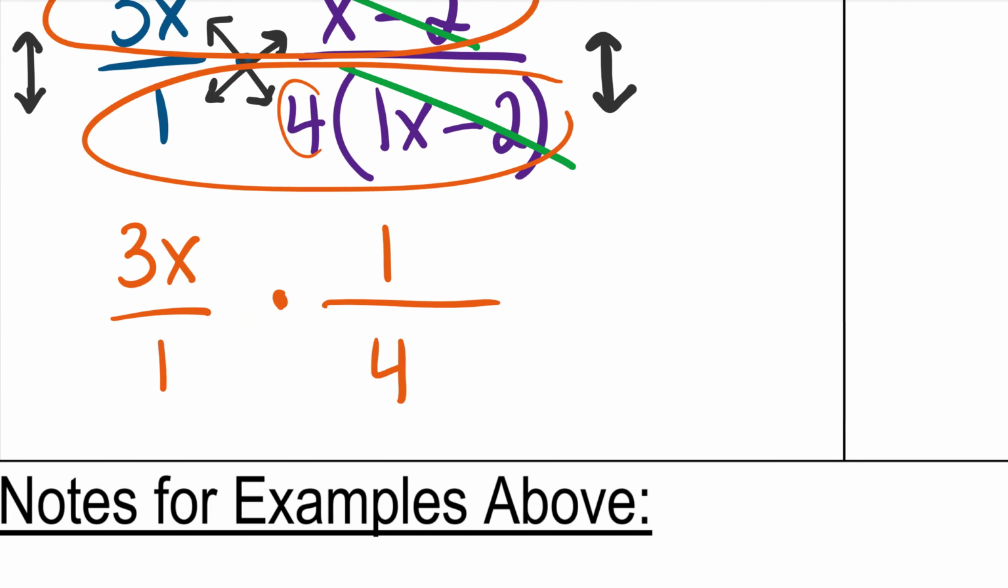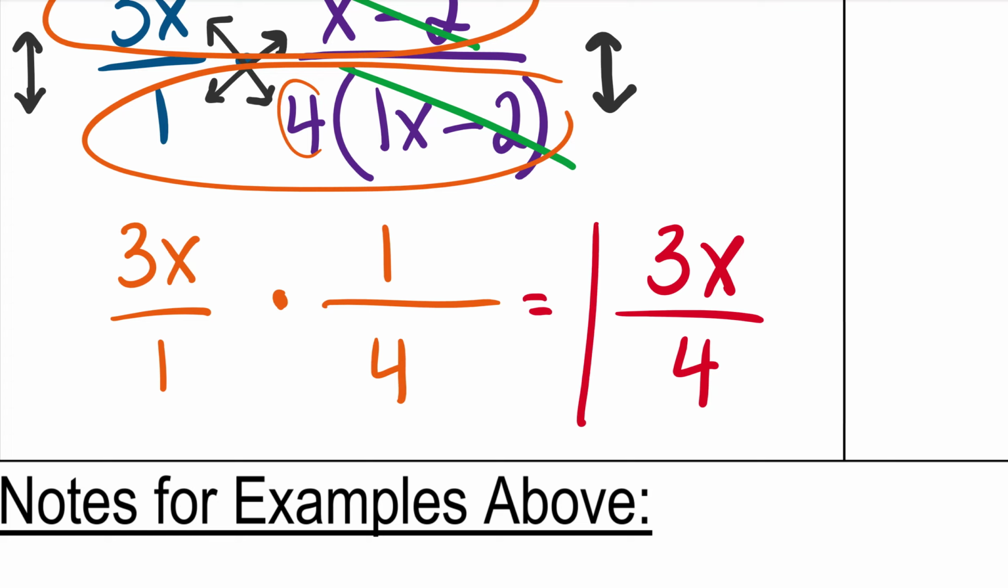Okay. I can't reduce anything else, so I just multiply across on the top, multiply across on the bottom. So 3x times 1 is 3x, and then 1 times 4 is 4. And notice, because we already reduced beforehand, this is already done for us, and that's just our answer. Now, if you just multiplied straight across and then reduced later, you would still end up with the same answer.